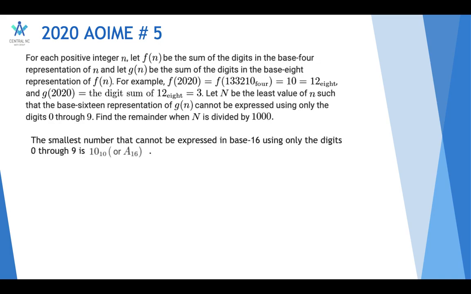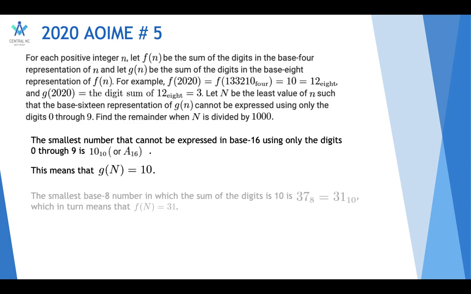So, the smallest number that cannot be expressed in hexadecimal using only the digits 0 through 9 is 10, written in hexadecimal as A. So that means that the function g as applied to capital N outputs a value of 10, which means that the smallest base 8 number in which the sum of the digits is 10 is 37 in base 8, which ends up being 31 in base 10. So f of capital N is 31.